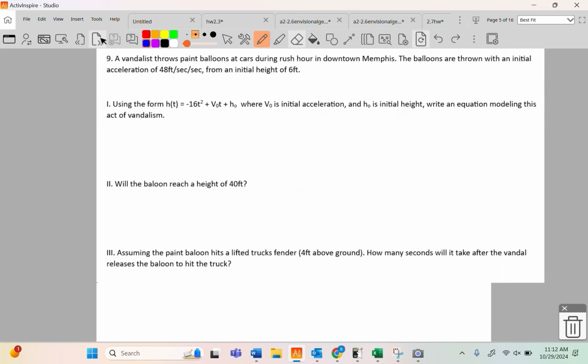A vandalist throws paint balloons at cars during rush hour in downtown Memphis. The balloons are thrown with initial velocity 48 feet per second from an initial height of 6 feet using the form height as a function of time is negative 16t squared plus initial velocity times time plus initial height. Write an equation modeling this act of vandalism.